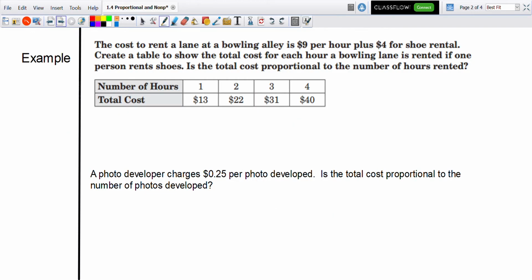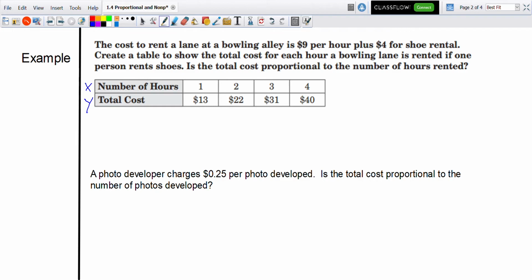Let's look at the second example here. The cost to rent a lane at a bowling alley is $9 per hour plus $4 for shoes. Create a table to show the total cost for each hour of bowling if you've also rented the shoes. Remembering that this is our x and this is our y.